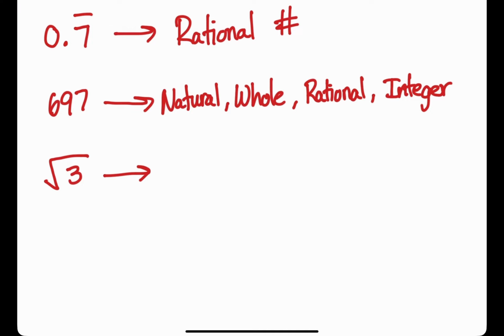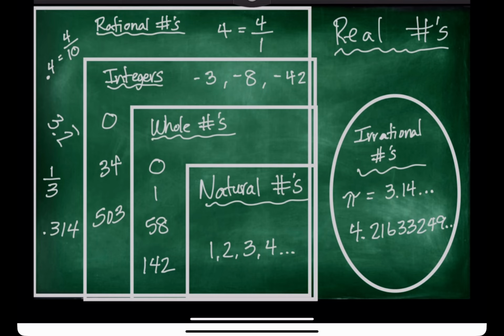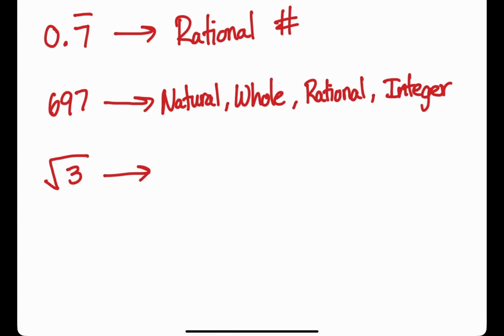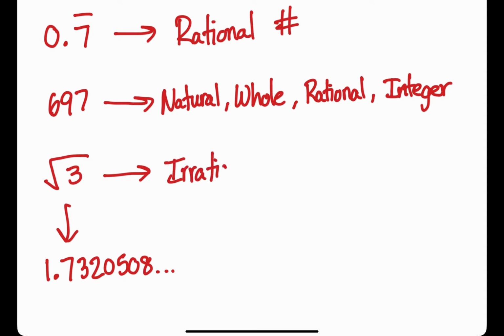Okay, so the last one is the square root of 3. If we go back, let's look at our categories. Well, what is the square root of 3? We can actually get a number that represents the square root of 3. I typed it in my calculator, and I got that the square root of 3 is the same as 1.73205008, and it just keeps going with random numbers forever. So it's a decimal that goes forever with random numbers, no pattern. Okay, that is the only category that can fit: an irrational number.